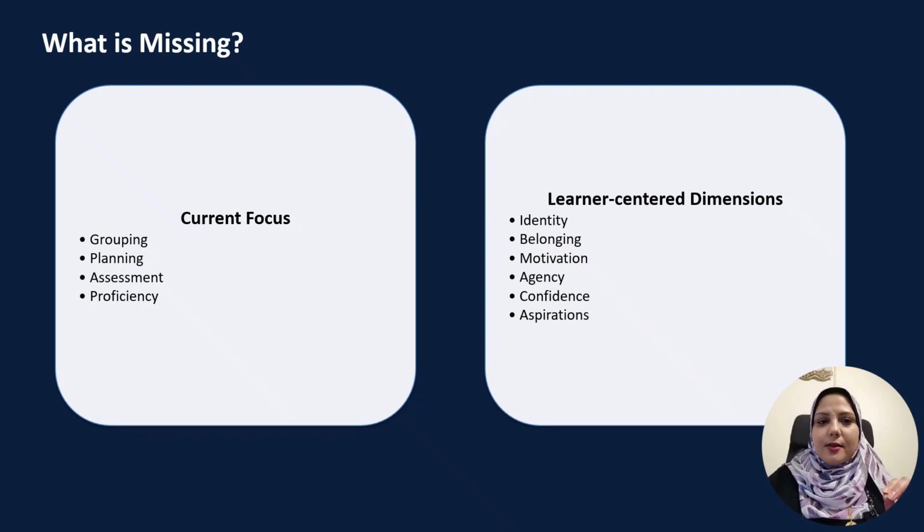What is often missing are the personal dimensions that shape how learners experience the language, such as their identity, belonging, motivation, agency, confidence, and aspirations. Recognizing these learner-centered dimensions does not replace proficiency. Rather, it enriches our understanding of learners and opens new possibilities for more inclusive and meaningful Arabic language education.